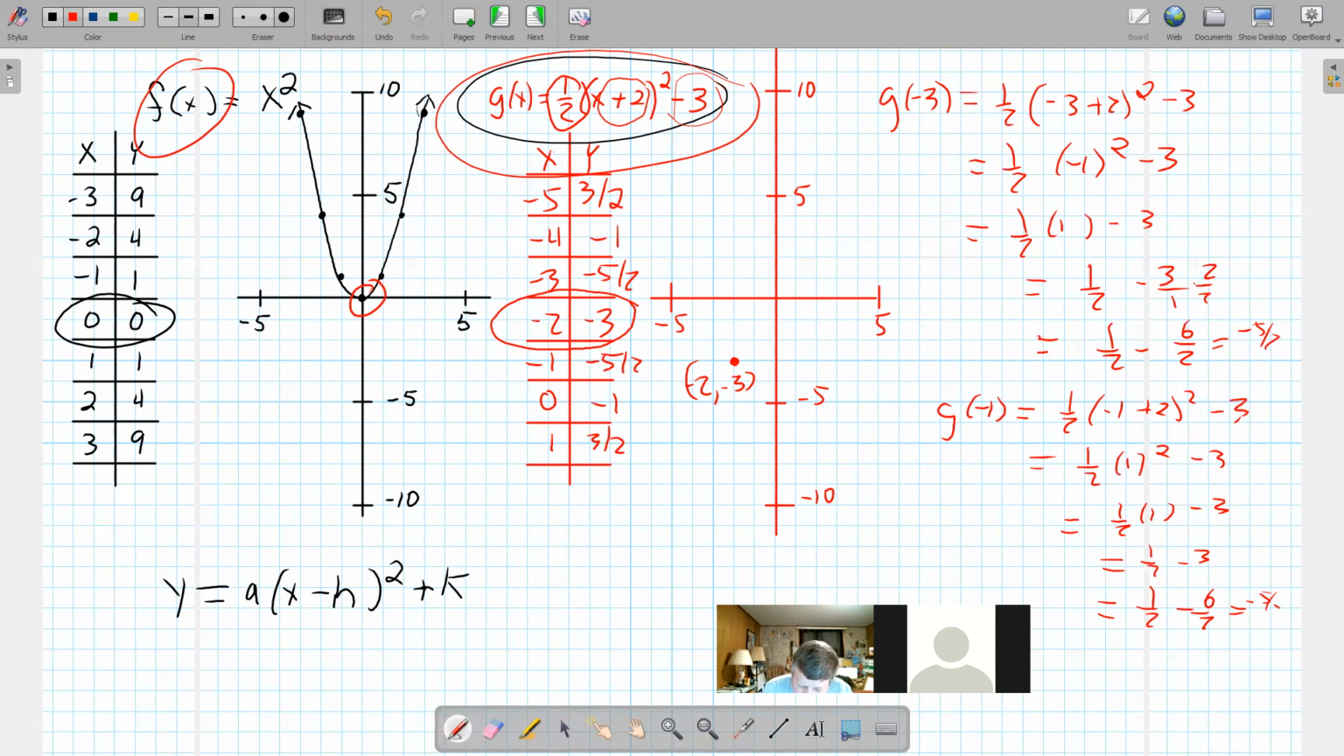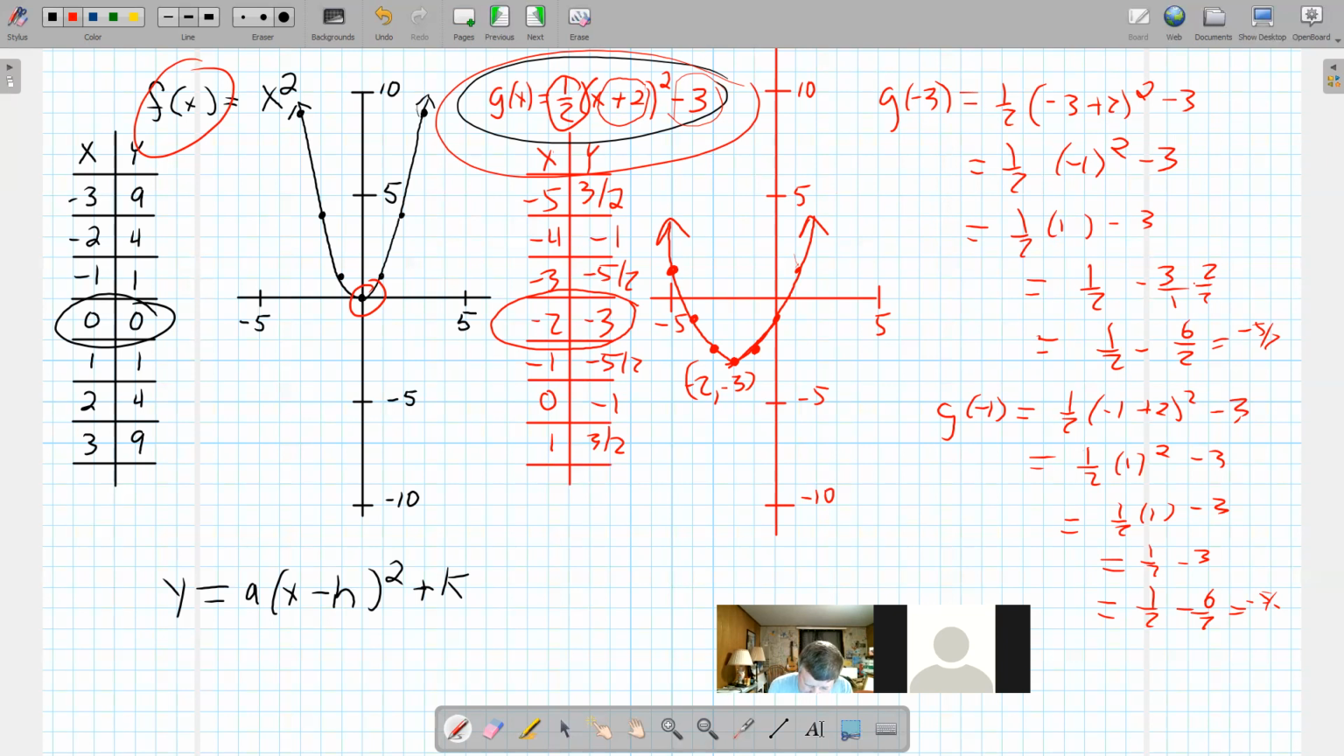So -5, 3/2 would be -5, 1.5. -4, -1 would be right there. -3, -5/2, -2.5 would be there. -2, -3, -1, -5/2, 0, 1, and 1, 3/2. And I get this graph. So it's a parabola opening upwards.